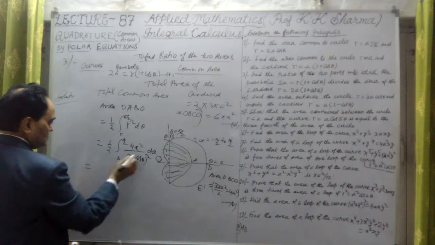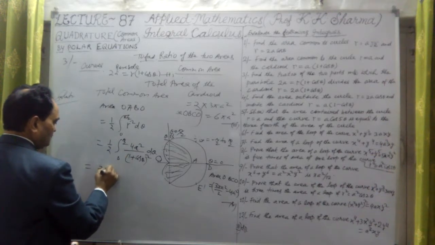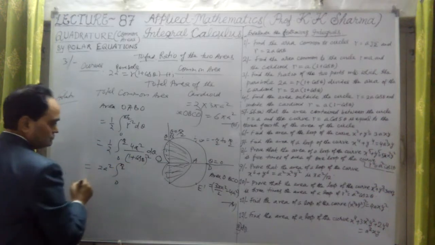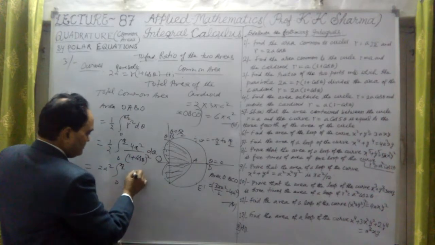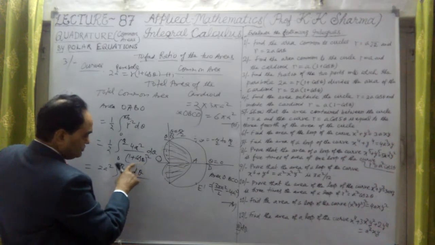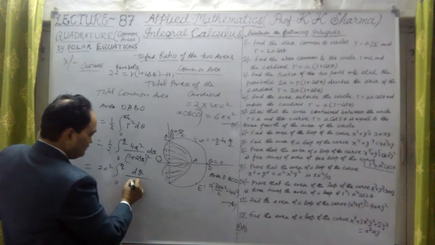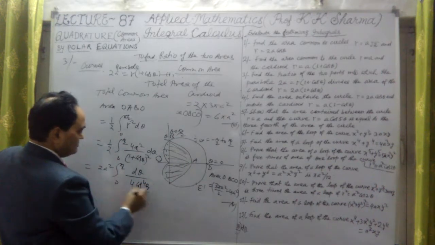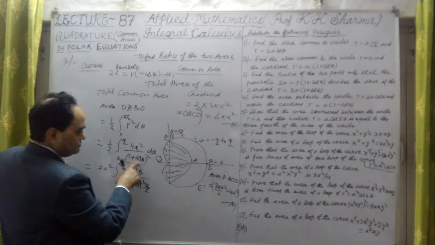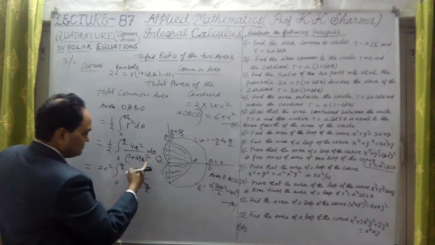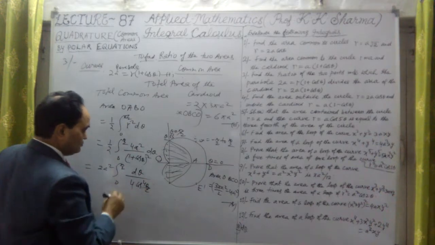So this is 1 upon 2a squared. Let me take it outside, 0 to pi by 2. In the denominator, let me take 2 cos squared theta by 2 inside, and that will be 4 cos^4 theta by 2. Why? Because this is 2 cos squared theta by 2, whole squared, which will be 4 cos to the power 4 theta by 2.